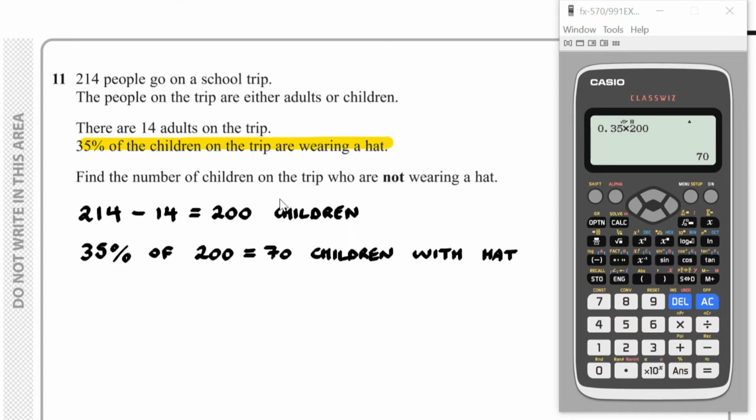So what we now need to do is find out the number of children who are not wearing a hat. So we've got 200 children altogether. 70 of them wear a hat. So the number of children without a hat is 130. So we've got 130 children without a hat.